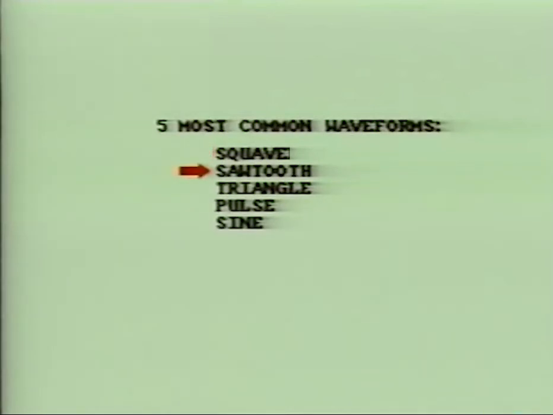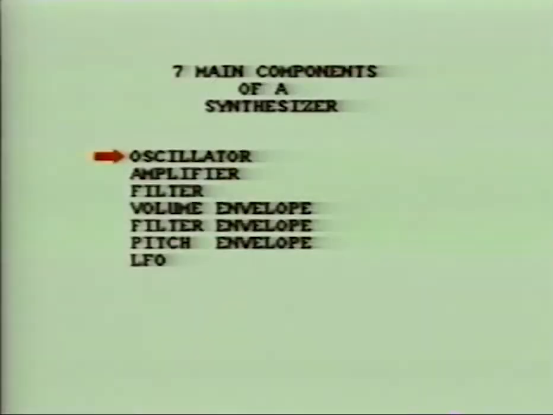And once we've talked about the three elements of sound, we'll go on to examine the five most common waveforms: the square wave, the saw, the triangle, the pulse wave, and the sine wave. Every synthesizer under the sun uses at least two or three of these waveforms to either generate or modulate the sound. And finally, once you know one waveform from another, we will cover the 7 main components of a synthesizer.